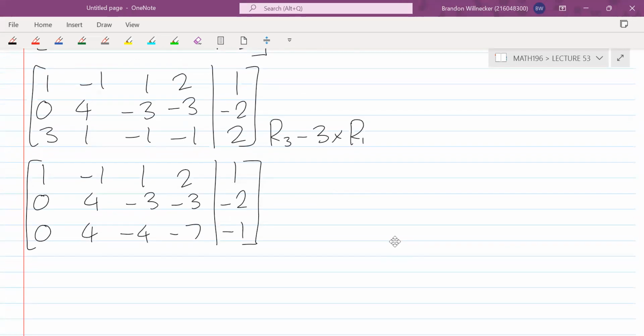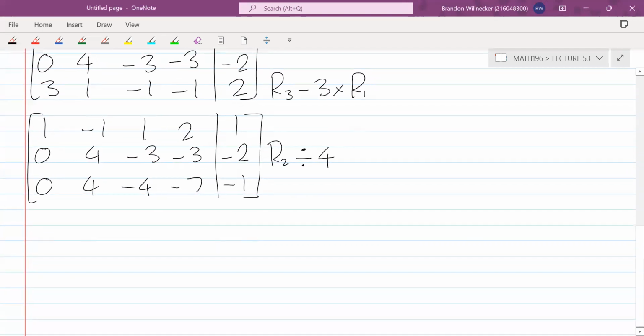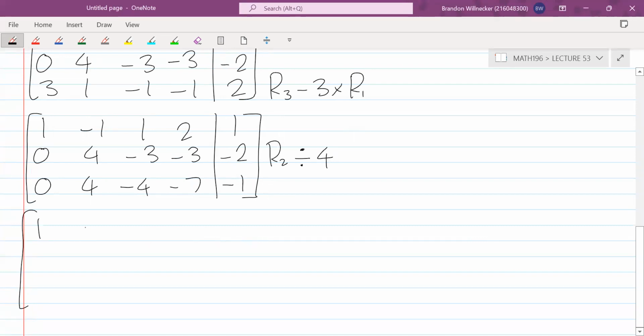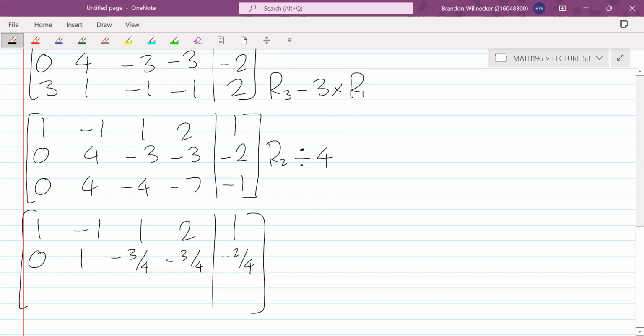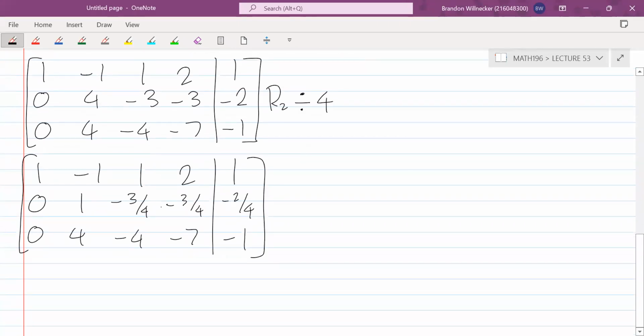Now the second row, that needs to start with the 1. So we can take row 2 and divide it by 4. Okay, so we're going to get 1, minus 1, 1, 2, and 1. 0, 1, minus 3 over 4, minus 3 over 4, minus 2 over 4. And the last row will be 0, 4, minus 4, minus 7, minus 1. Okay, good. So we've got that done.